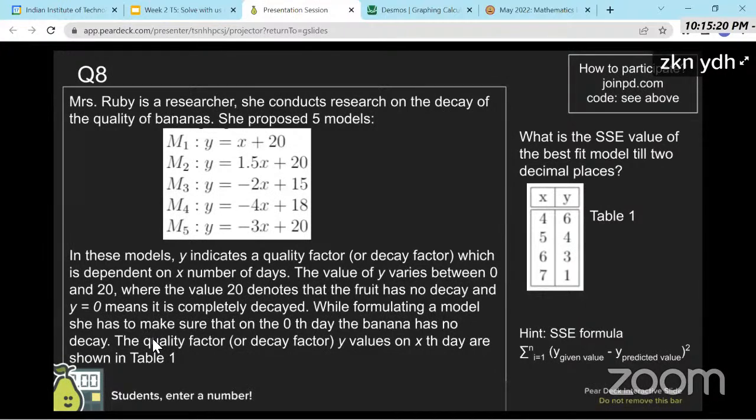Okay. Tell me, what is your doubt? Sir, in M4 and M5, if I have an equation with C as 20, then only my slope is differing.